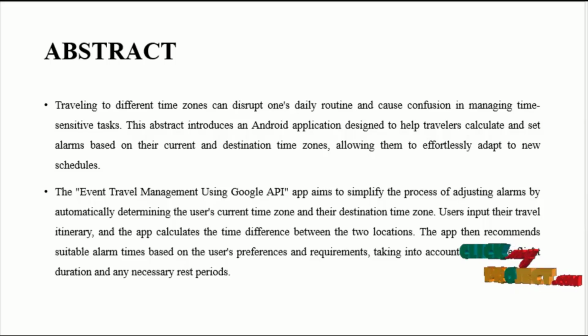The Event Travel Management using Google API app simplifies the process of adjusting alarms by automatically determining the user's current time zone and their destination time zone. Users input their itinerary and the app calculates the time difference between the two locations. The app then recommends suitable alarm times based on the user's preferences and requirements, taking into account factors like flight duration and any necessary rest period.